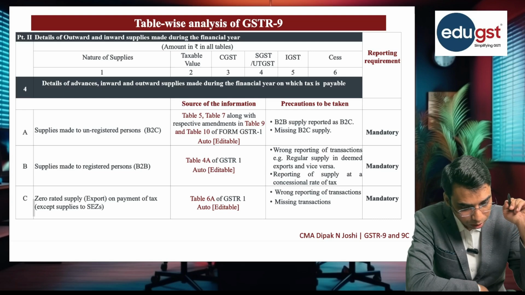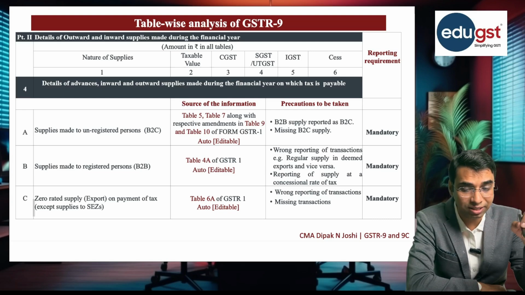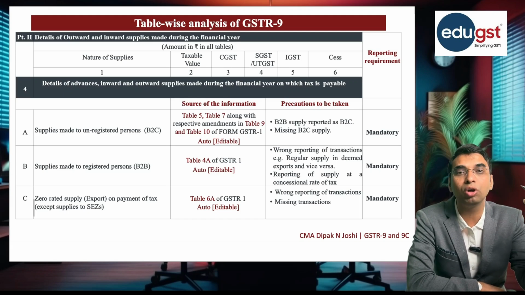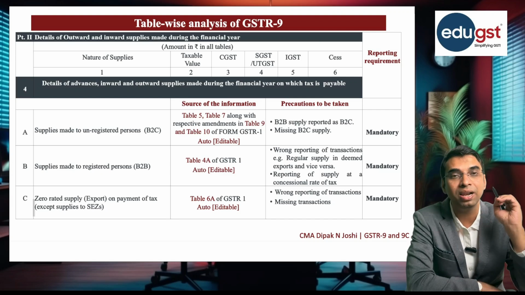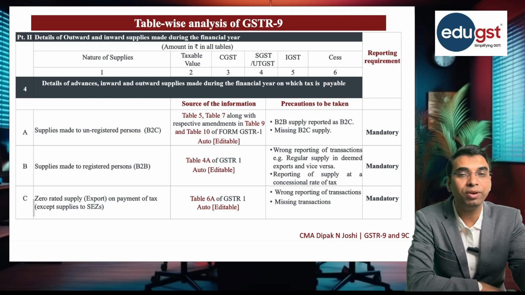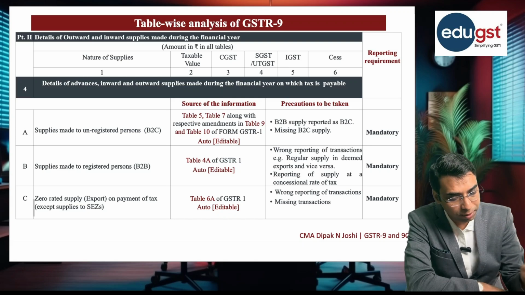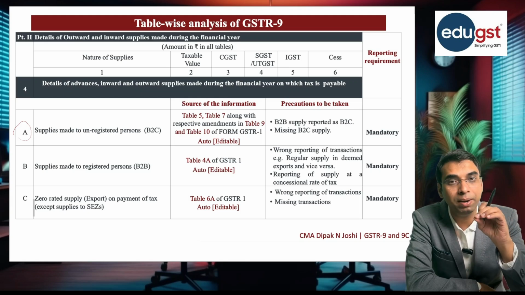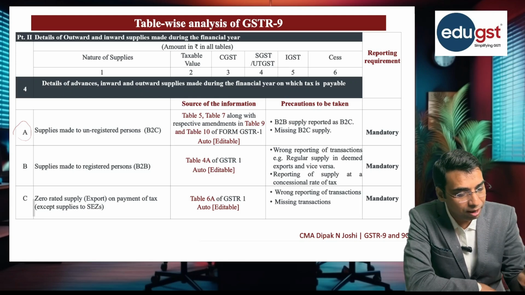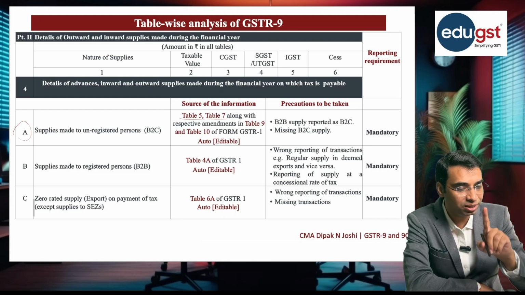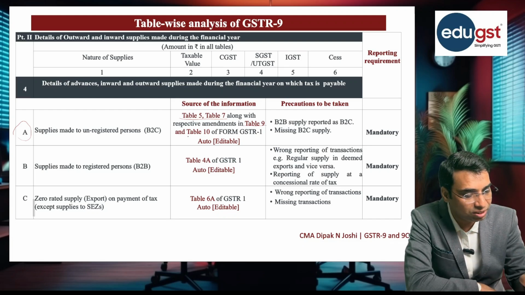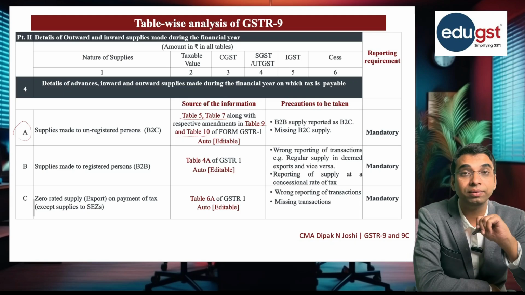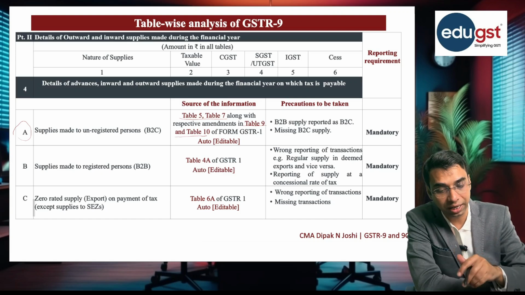Now see, you are required to furnish the details in table 4A along with the amendments. If there is any debit note or credit note in case of B2CL, or any amendment, in that case the information in table 4A will be furnished after considering the amendments. So table 5 and table 7 of GSTR-1 along with the amendments in GSTR-9, and table 9 and table 10 of GSTR-1, will be considered for the purpose of filing information in table 4A.